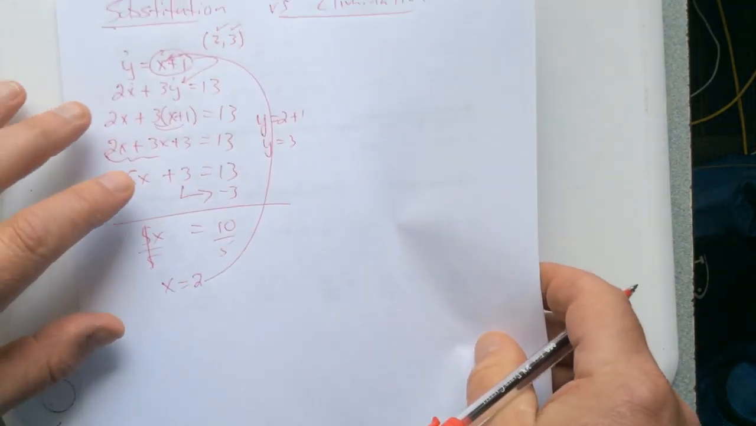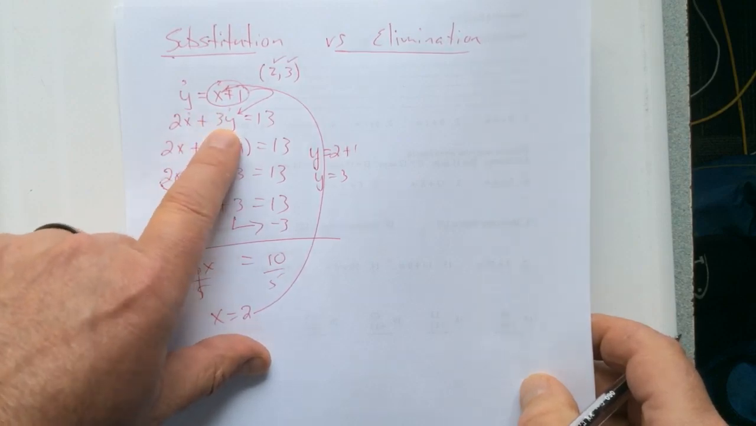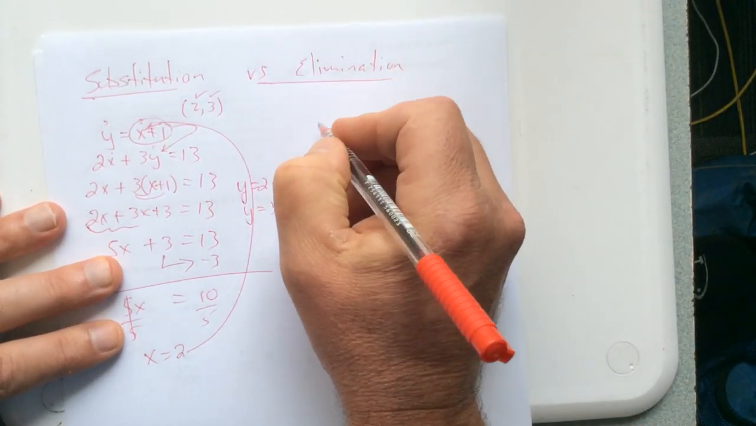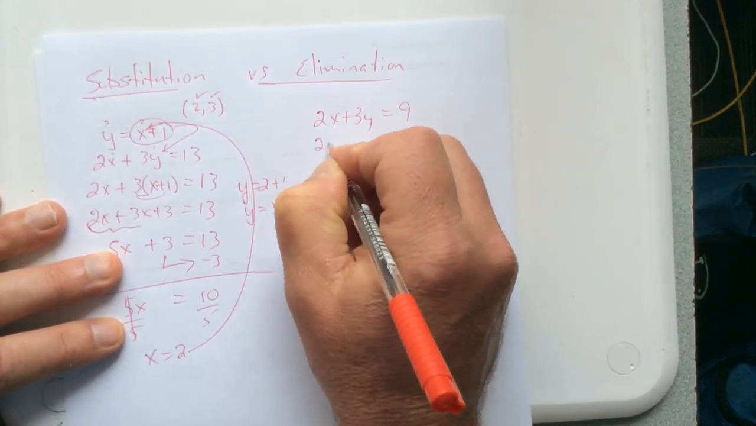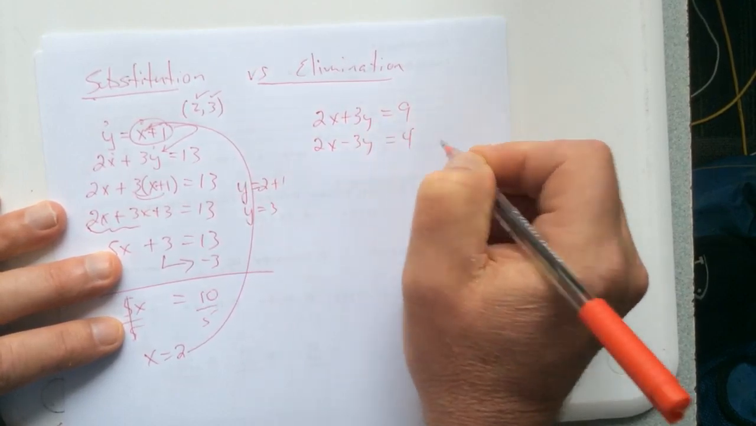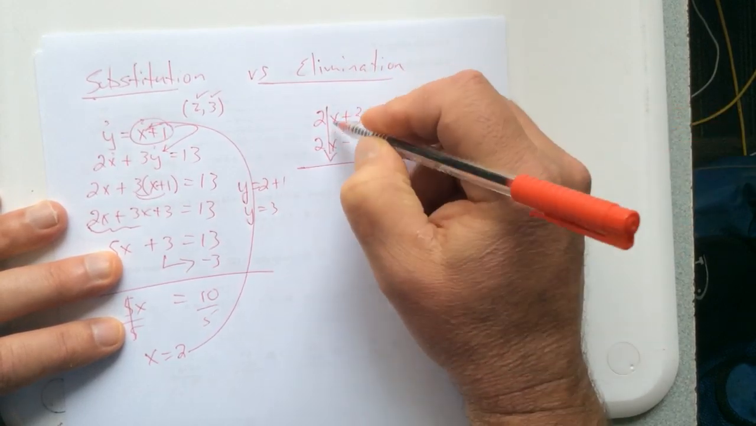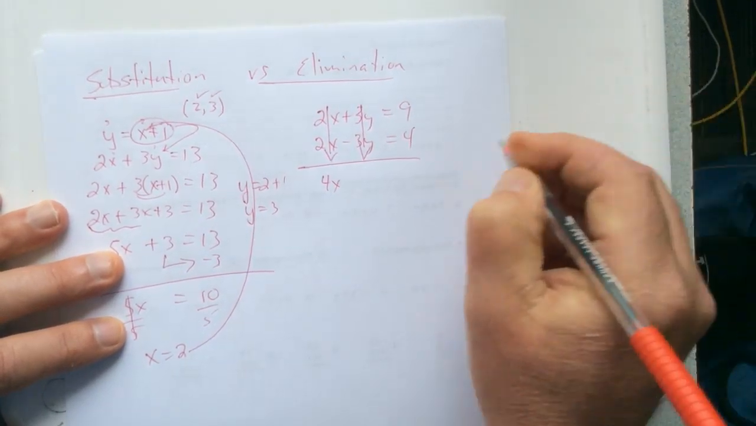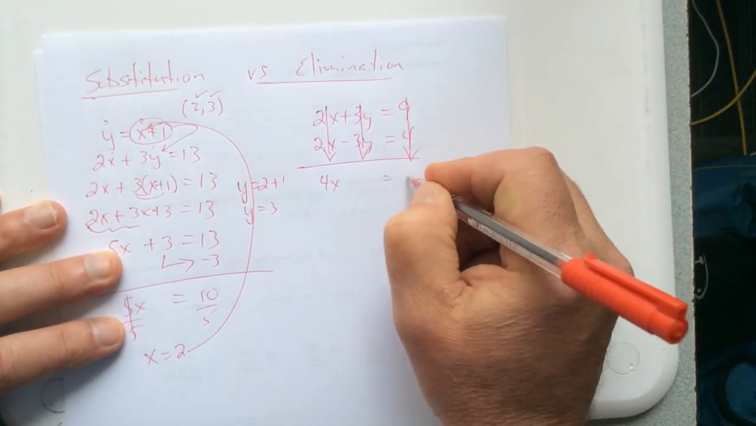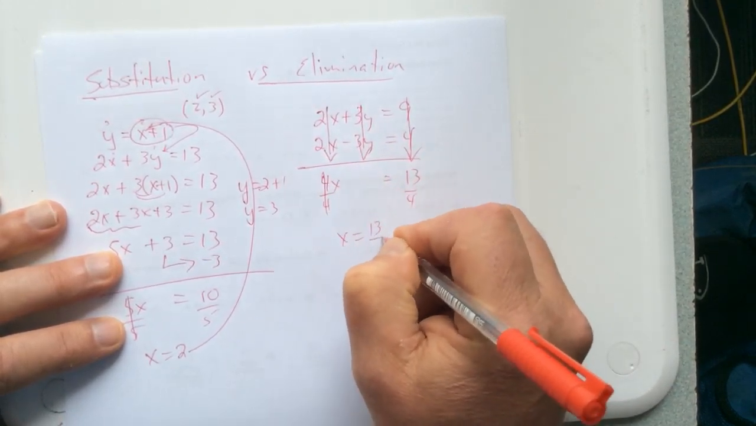So when we're doing substitution, the very first step still gets rid of one of the letters. So you're trying to get rid of one of the x's or the y's. Elimination does it like this. If you have 2x plus 3y equals 9 and 2x minus 3y equals 4, if you now take this whole group and add up the x's, we get 4x. If we add the y's together, we get 0. And if we add those together, we get 13. And now we can divide by 4, and x is 13 fourths.